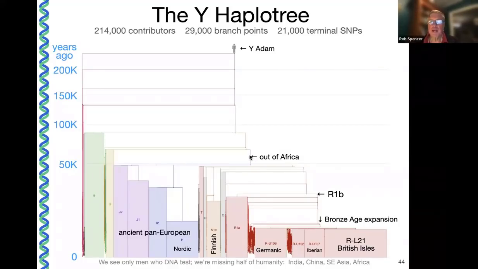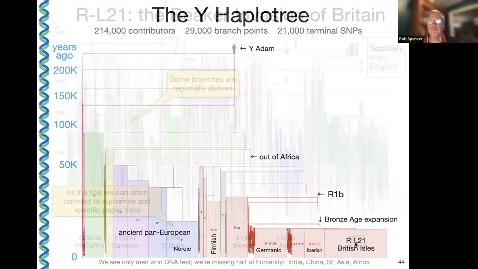But we see that there's a big out of Africa event around 50,000 years ago, like I said. And then these lines go down. Some go Nordic, some go Finnish. There's a big R1b branch here, the so-called Yamnaya. It's a great big deal. They end up sweeping through Europe with their yDNA, leaving big Germanic swaths, Iberian, and British Isles. Let's focus on the British Isles, to show you what a tree looks like in more detail.